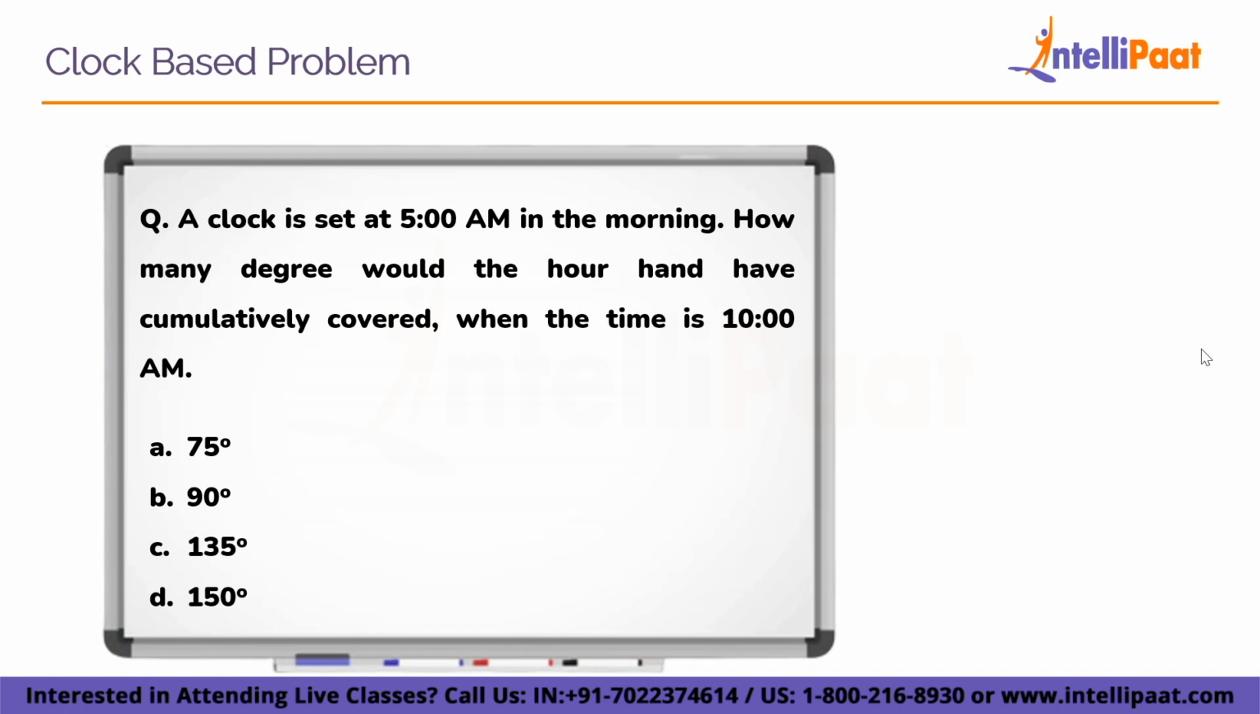And the question here is, a clock is set at 5 AM in the morning. How many degrees would the hour hand have cumulatively covered when the time is 10 AM? So in this question, what it is saying is that a clock is set at 5 a.m. and it is asking how many degrees the hour hand will move when it comes to 10 a.m.